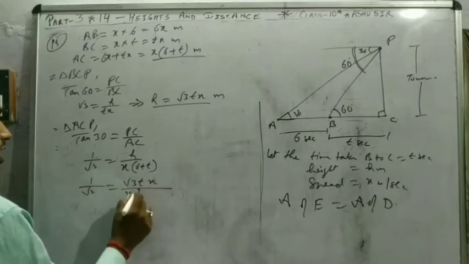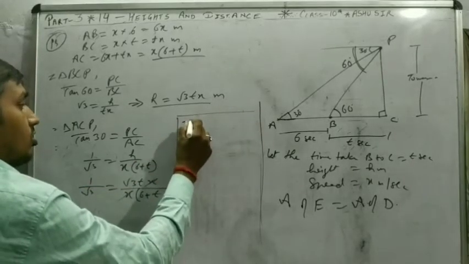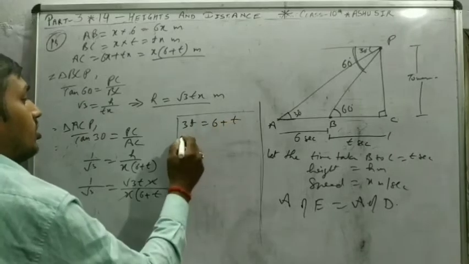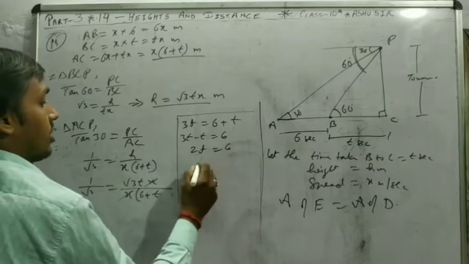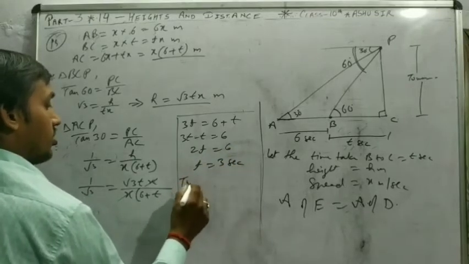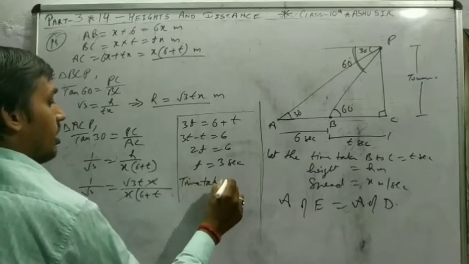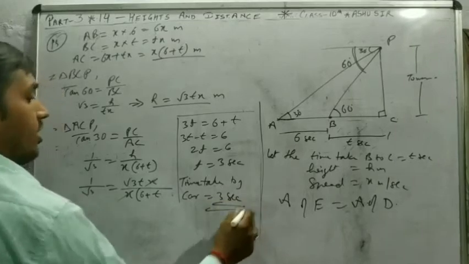tx upon x 6 plus t, x cancels, cross multiply. 3t is equal to 6 plus t, 3t minus t is equal to 6, 2t equals 6, so t equals 3 seconds. Means the time taken by the car is 3 seconds.